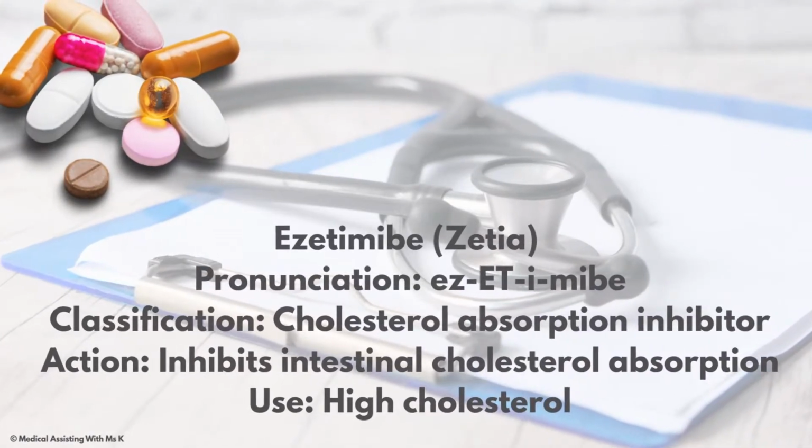The next medication is Zetia. The generic is ezetimibe. The classification is cholesterol absorption inhibitor. The action, it inhibits intestinal cholesterol absorption, inhibits cholesterol from being absorbed in the intestines. It is used for high cholesterol.